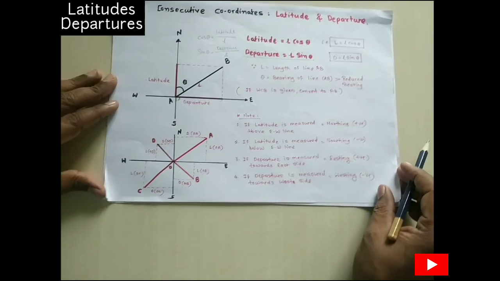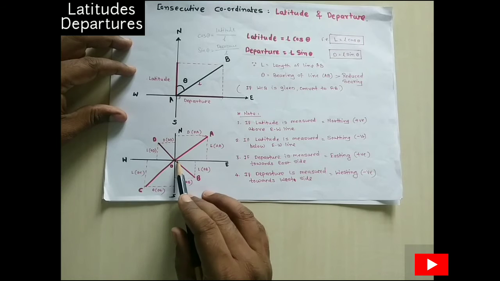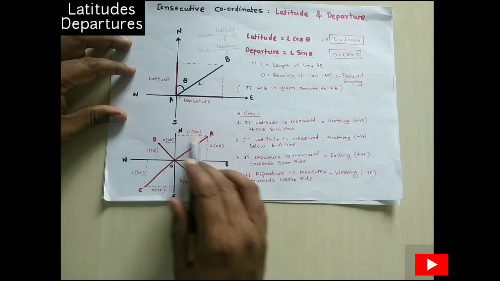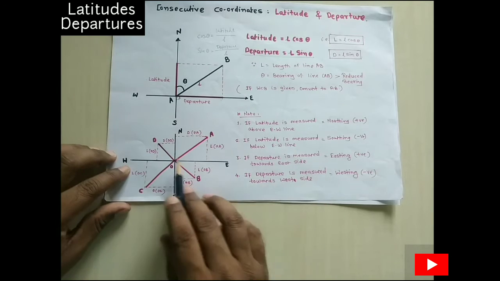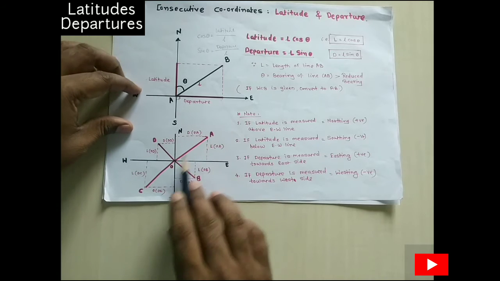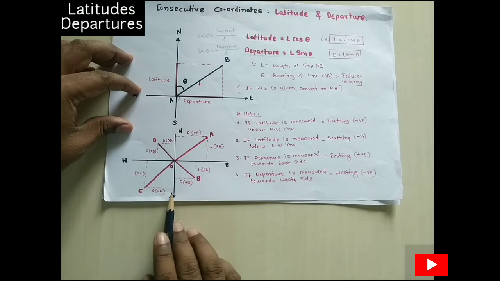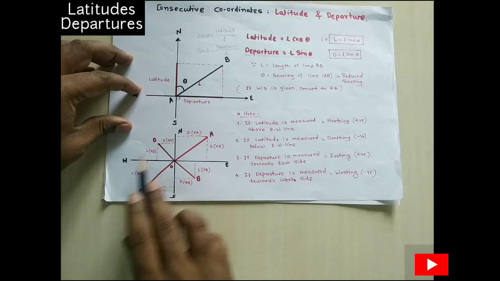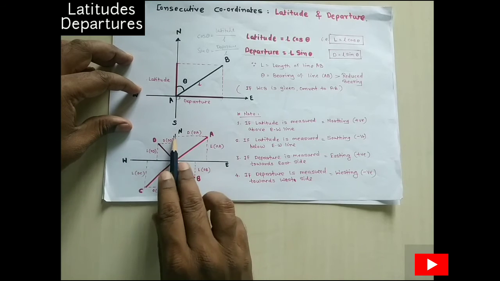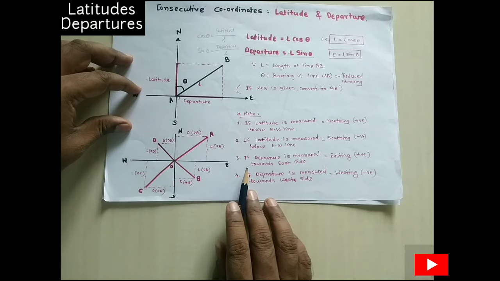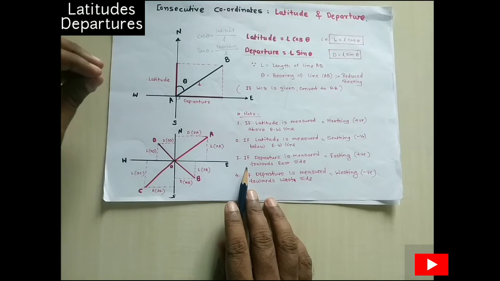Now the next important thing is, here you can see the lines OA, OB, OC, OD, these are the lines lying in each quadrant. OA lies in northeast, OB lies in southeast, OC lies in southwest, and OD lies in northwest. So what is the latitude and departure of those lines?